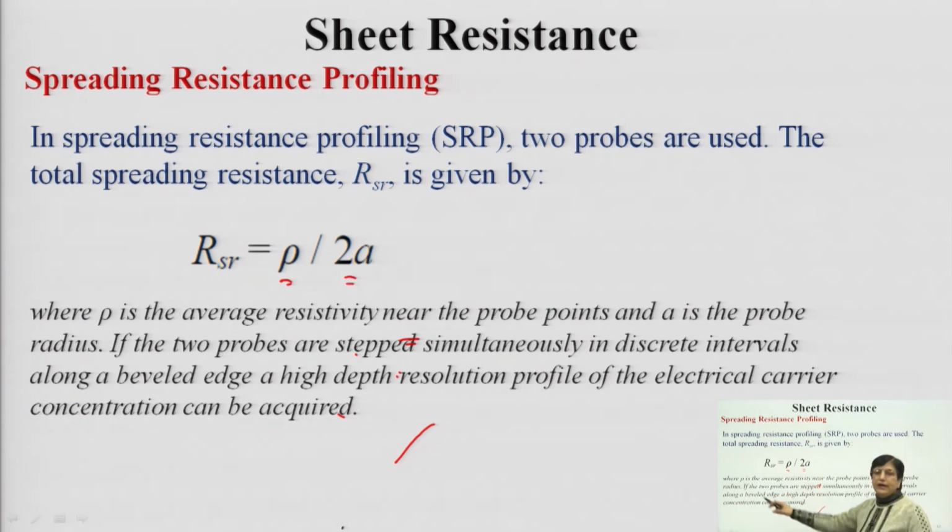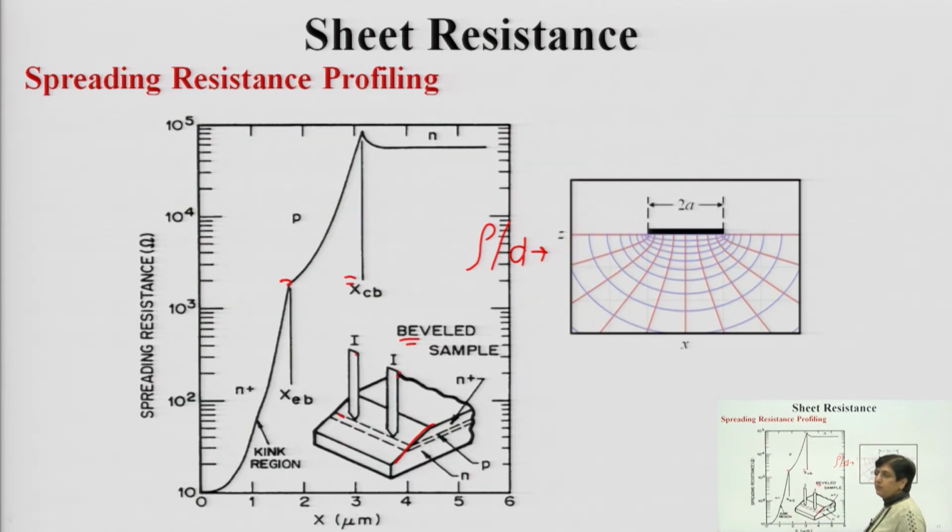The a is the radius of the probe, so basically rho by d, where d, or 2a, is nothing but the diameter of the probe. So, spreading resistance can be measured easily. This is again the spreading resistance, as it is shown. This is basically 2a, the diameter of the probe, and the spreading resistance over the area will be calculated. So, this is very useful when you are going for beveled edges, not uniform surfaces.